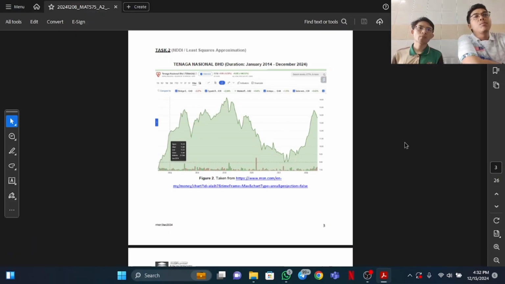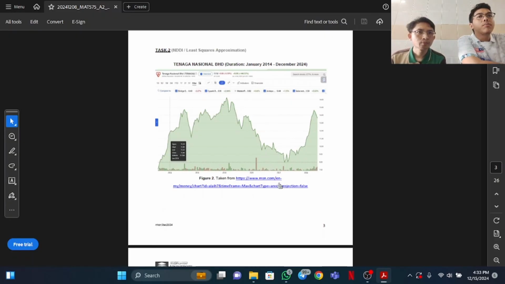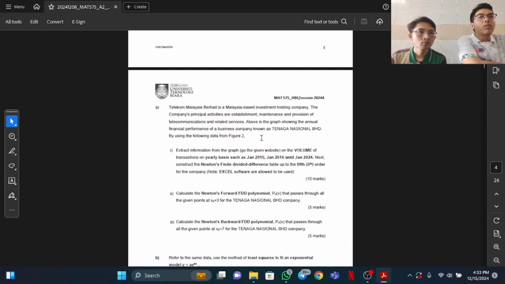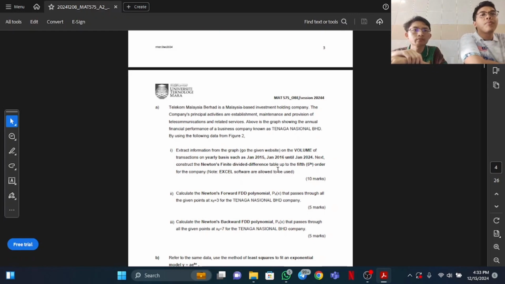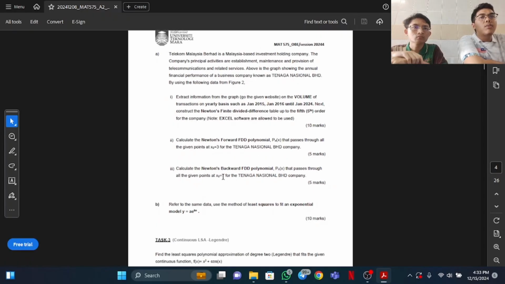Assalamualaikum warahmatullahi wabarakatuh. My name is Muhammad Danish, and I will continue with the answer for task 2, which is least square approximation. In this case, we are going to study the volume of transactions for Tenaga Nasional Berhad stock. The first question asks to construct Newton finite divided differences for data of yearly volume of transactions from January 2015 until January 2024. For the second question, calculate the Newton forward divided polynomial for x equals 3, and the third one, calculate the Newton backward divided polynomial at x equals 7 for the Tenaga Nasional Berhad company.